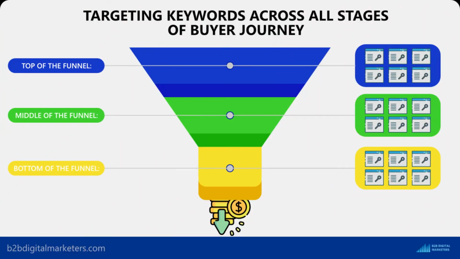And by targeting keywords across all stages of the buyer journey, you will maximize your SEO potential as you can create brand awareness, which helps create trust with potential prospects, then move them down the funnel, and lastly, improve the chance of closing the deal or selling your service or products. SEO is a powerful strategy that can drive you leads across all stages of the buyer journey if you do it right.